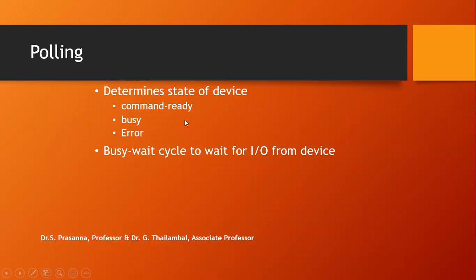Polling determines the state of the device. Each device will be in different states, like command ready, which means the device is ready to execute. It could be busy, so it's in process, and therefore it shows the state as busy. Or error, meaning some error happened with the device, so it will show the state of the device as error. So there is a busy wait cycle to wait for I/O from the device.